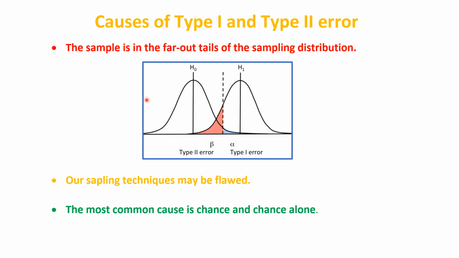So what are the causes? The sample is in the far out tails of the sampling distribution. Our sampling technique is not correct or is wrong. And the most common cause is chance and chance alone.